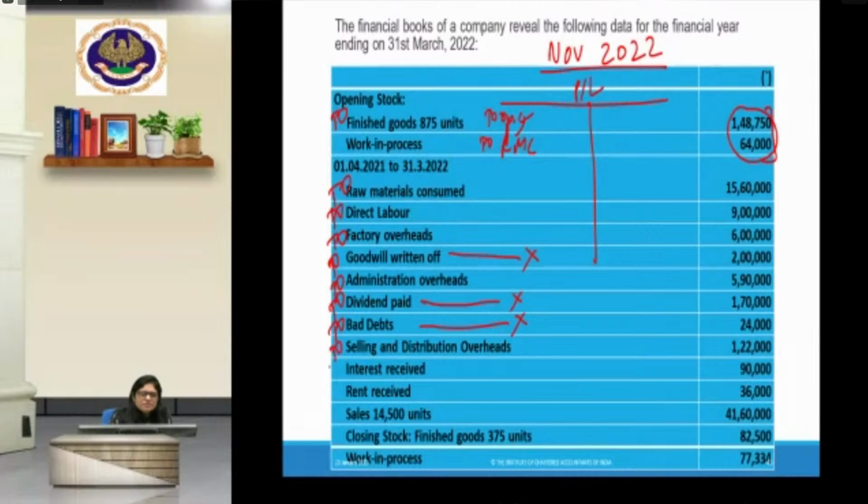Two selling and distribution. By interest received. It's an income. By interest received. By rent received. This will come on the credit side of trading profit or loss account.